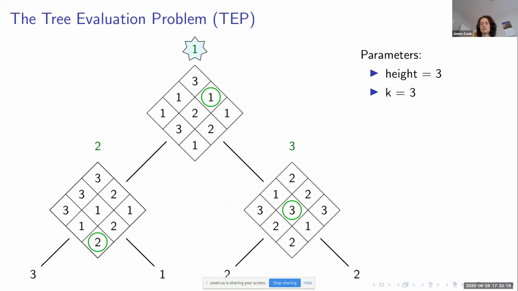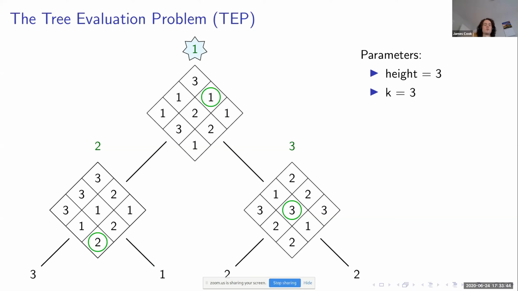So this problem has two parameters. There's the height of the tree, which is 3 in this case, and there's k, which is the range of numbers at the nodes, and k is also 3 in this case. What that means is that every number is from 1 to 3, and all the tables are also 3 by 3. The way this problem is structured immediately suggests an algorithm, which is you should start at the leaves and work your way up until you've computed the root value.